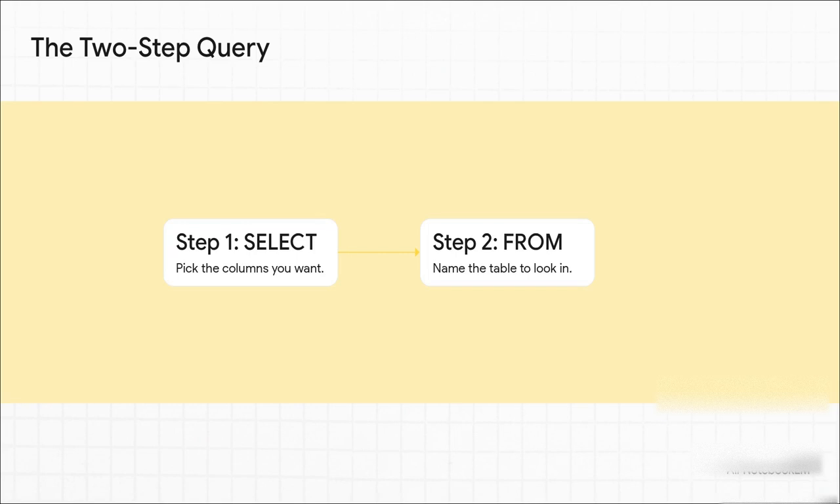And that's really it. That's the beautiful two-step logic of your very first SQL query. Step 1, select the columns you want. What do you want to see? Step 2, tell the database where they are from. Where is it? What and where? That's the whole game right there.